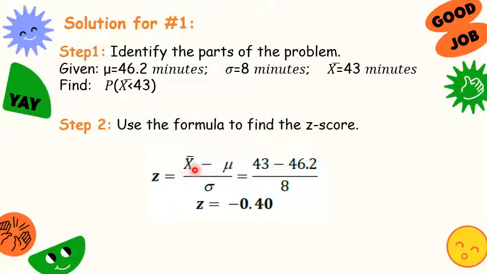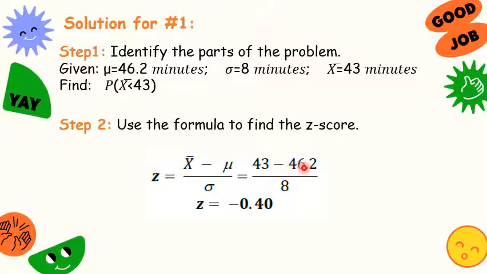Z equals x bar, or the sample mean, minus the population mean, divided by the population standard deviation. Kumbaga, yung mga normal values dito ay i-convert lang natin into z-score. Okay? So, substitute the value. Ang x bar natin ay 43. 43 minus yung population mean natin, ito is 46.2, divided by the population standard deviation which is 8.